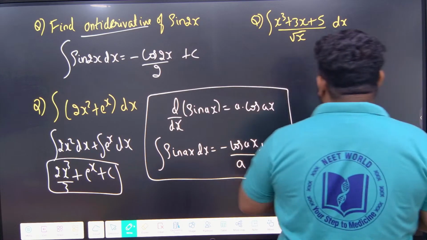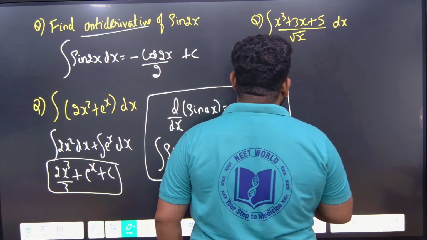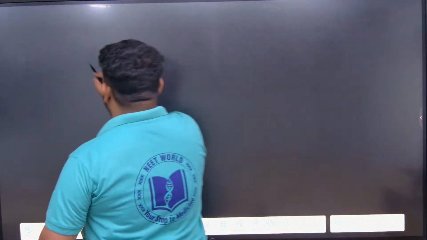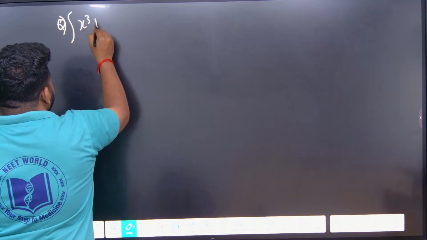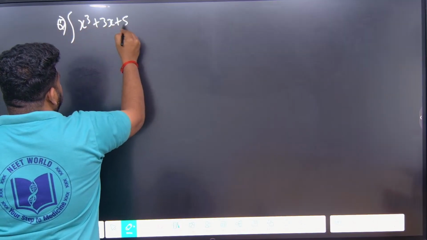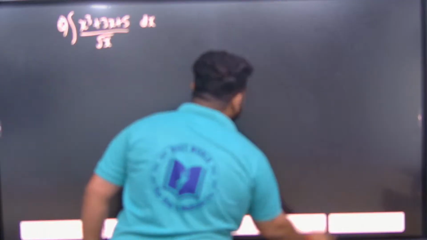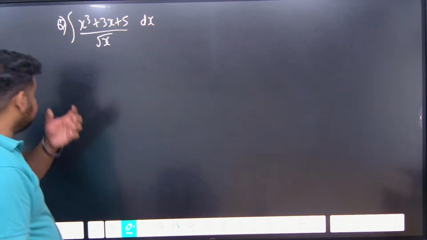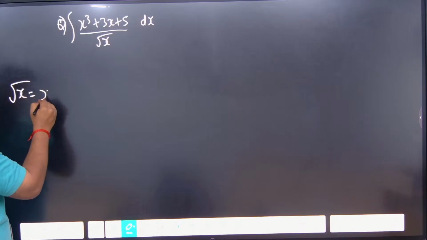Okay, all right. Look at this question. Let me take up this question. So what is given? x cube plus 3x plus 5. Let me take it up on the next page. Integral of x cube plus 3x plus 5, dx by square root of x. So we are having square root of x. If I write square root of x, I can write this as x to the power of 1 by 2.